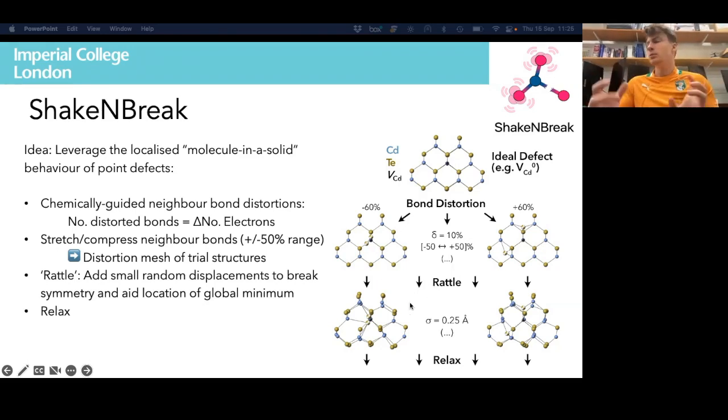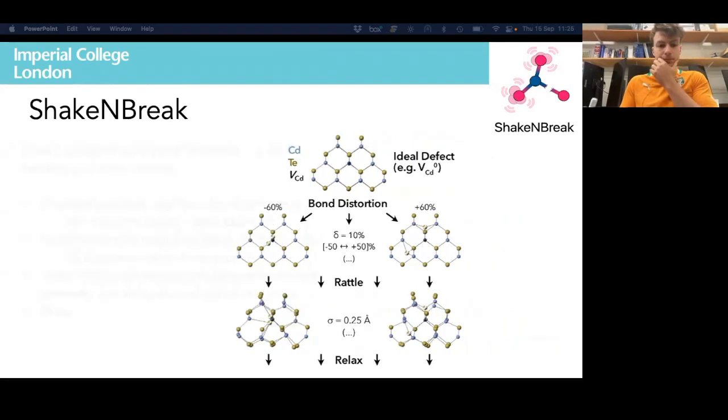And then from these distortions, we obtain a mesh of trial defect structures, which we then rattle, meaning we add some small random displacements to break symmetry, disrupting the lattice potential and essentially aiding in the location of the global minimum for our gradient-based optimizer.